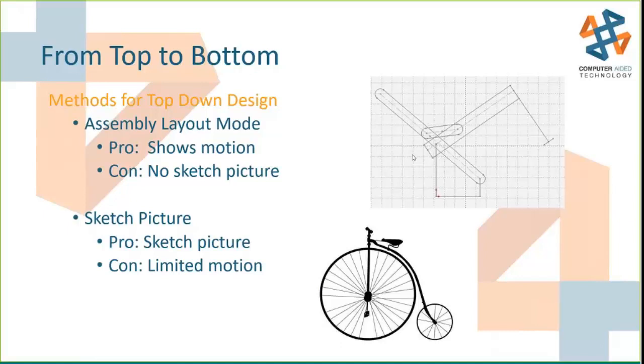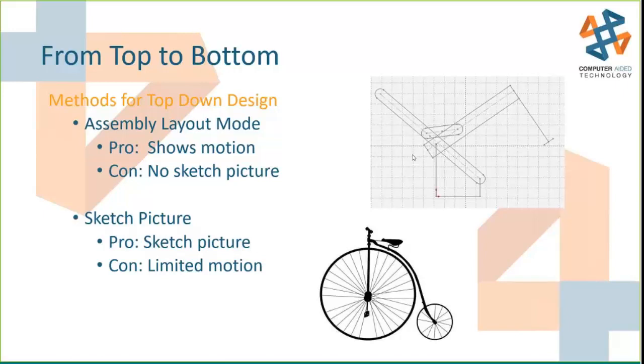The other downside is you don't have the overall volume of the model to work from. So there's no sketch picture in the layout mode. When you do work from a sketch picture, you don't initially have motion in the assembly because you have to create that motion by removing the in-context mates that were created when the parts were created in the context of the assembly. So you just have to remember to delete those mates and then recreate them.